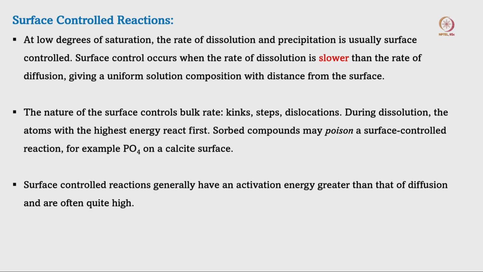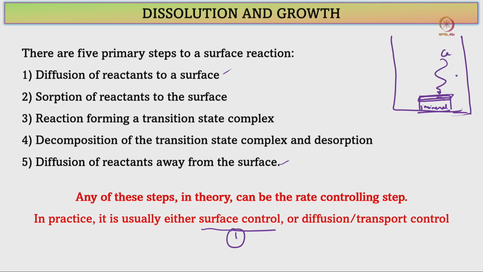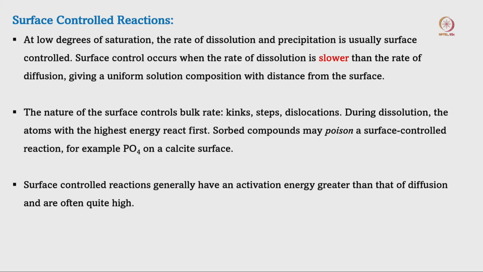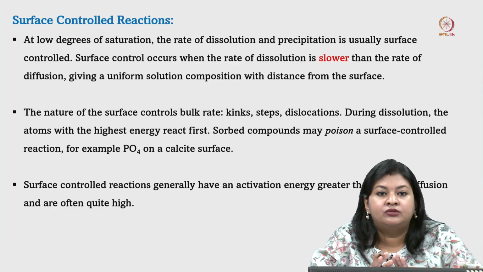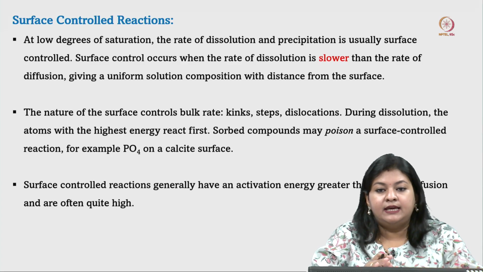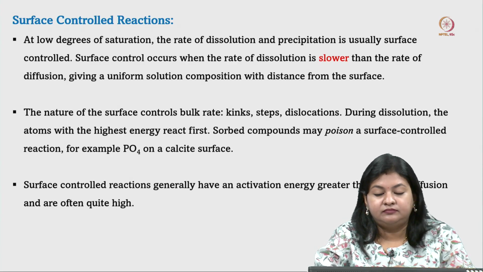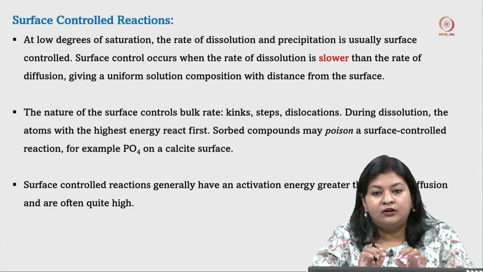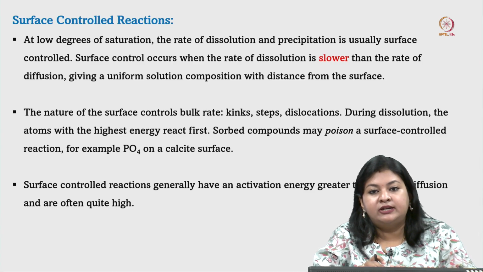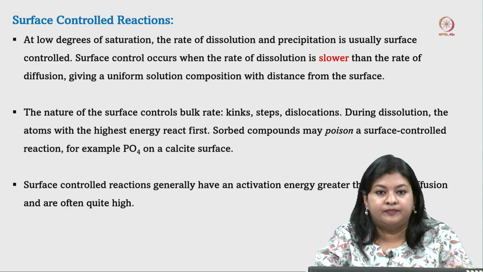For example, now we are going to see these two types of reactions. So, one is surface control and the other is diffusion or transport controlled. Okay. These two we are going to discuss. So, surface controlled reaction, what do you mean by surface controlled reaction? At low degrees of saturation, it is generally the surface that controls the reaction.